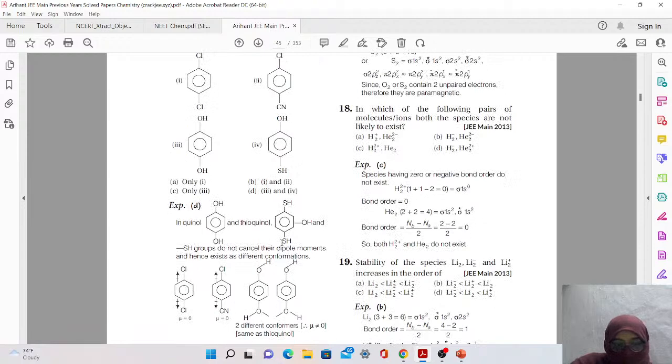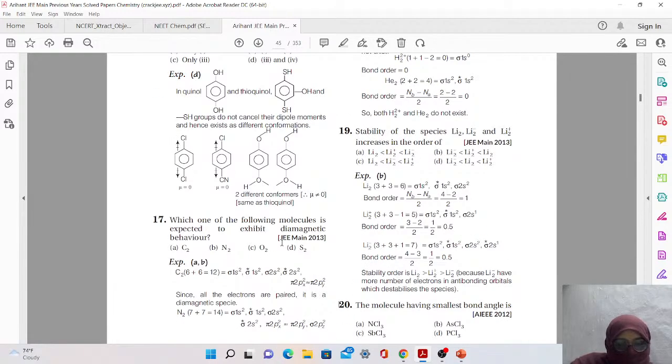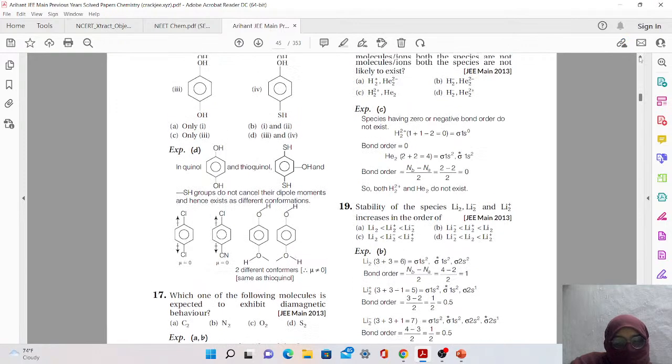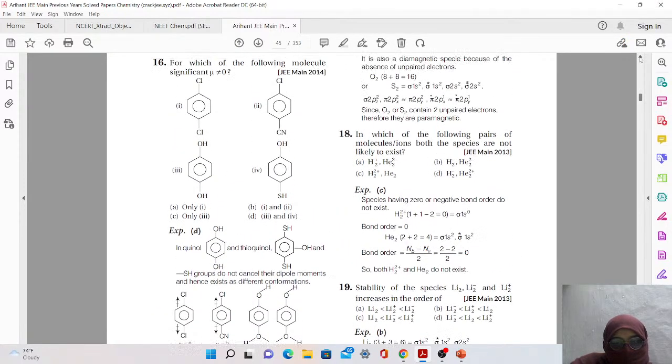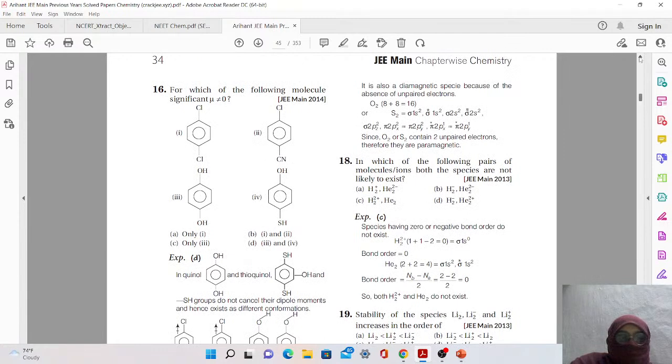That question, let's talk about dipole moment. Let us just check whether we can do dipole moment. We already discussed the dipole moment, right? Which of the following compounds having significant mu not equal to 0? Significant means some value will be there. Mu not equal to 0 means dipole moment should not be 0. Here you can see benzene attached to chlorine, benzene attached to chlorine and CN, benzene attached to OH and CN.